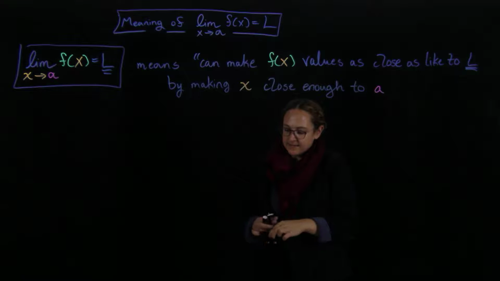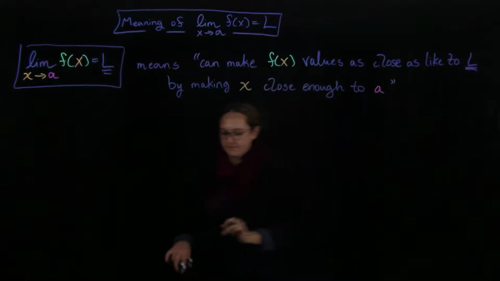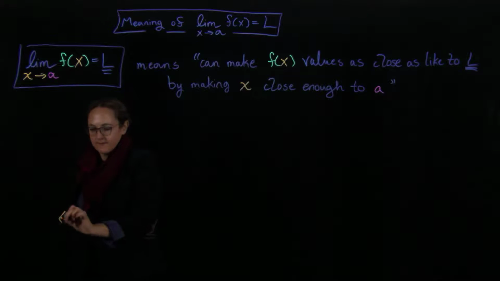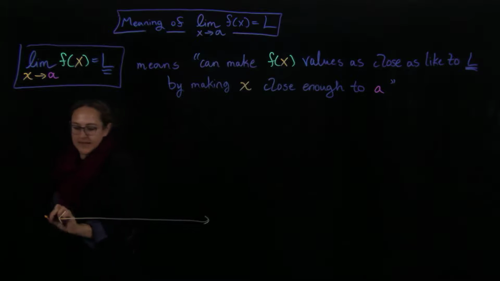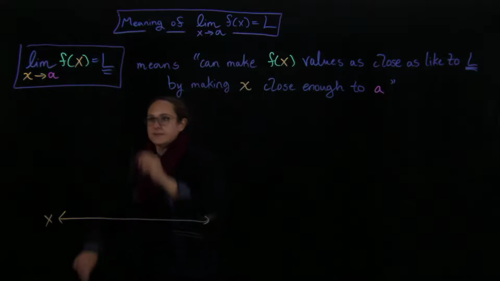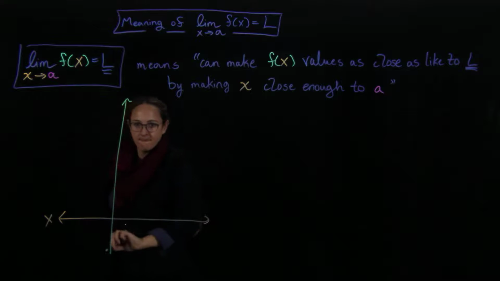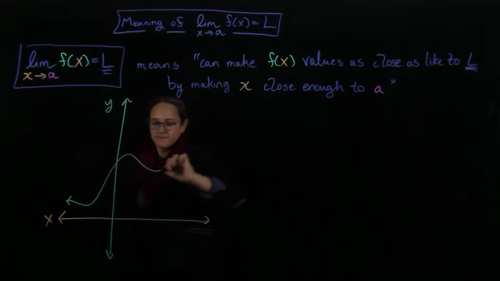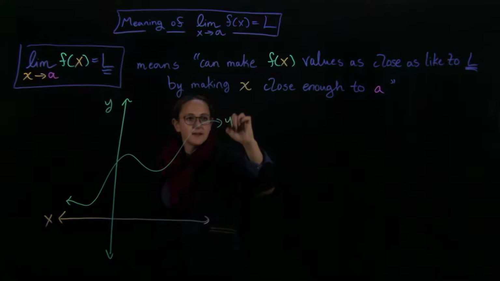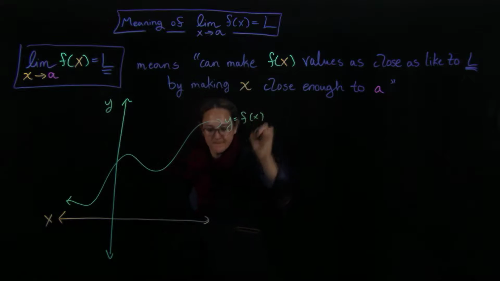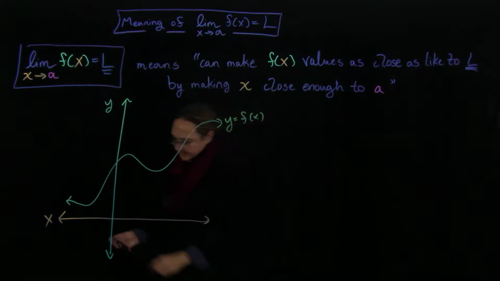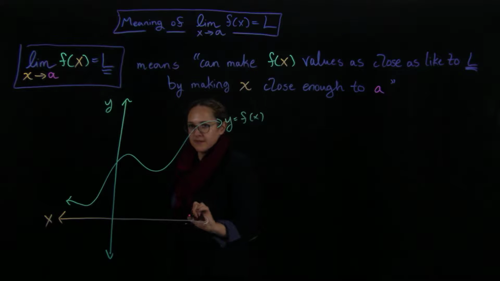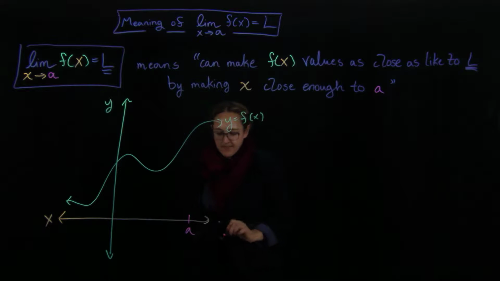Okay, so let's look at this on a picture. Over here I'm going to have my x axis and this is my y axis, and then I have the graph of this function, y equals f of x. Then I have this very specific value a that I'm interested in. Let's put this value a here. And then what does it mean?